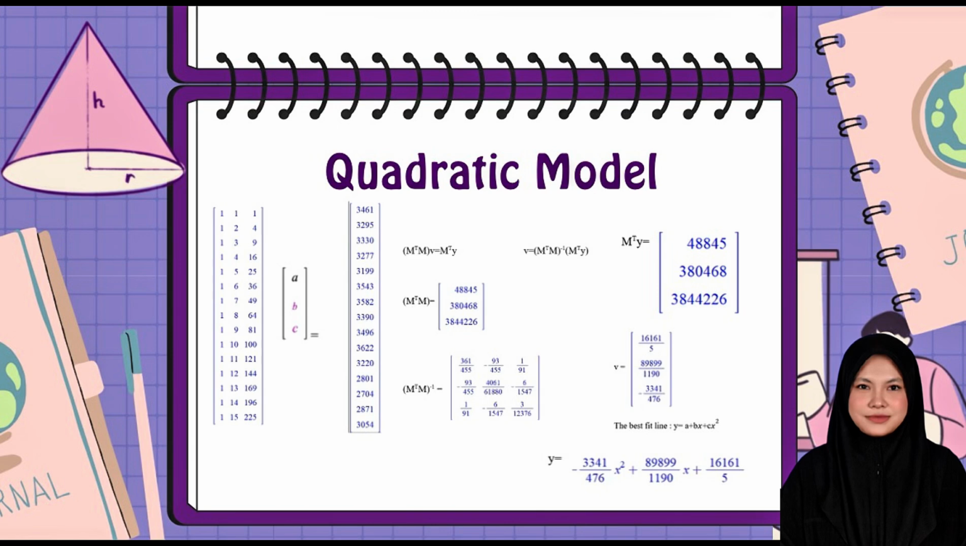First, the matrix on the left represents the values of x squared, and the observed data values y. These values are arranged into matrix form to make the calculation easier. Next, the matrices M transpose M and M transpose Y are calculated. These matrices are important because they are used to find the unknown constants A, B, and C. After that, the inverse matrix M transpose M inverse is obtained and multiplied with M transpose Y. Finally, the best fit quadratic equation is obtained as y equals negative 3341 over 476 x squared plus 89899 over 1190 x plus 16161 over 5.